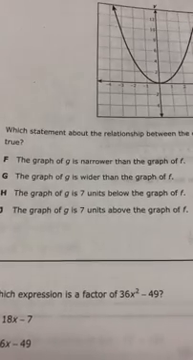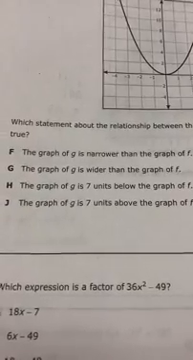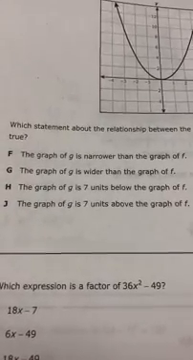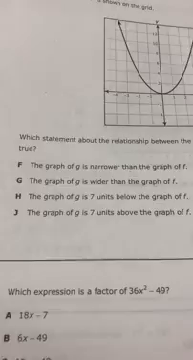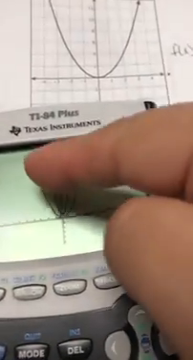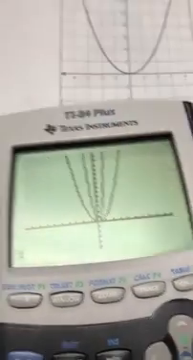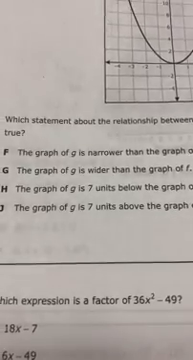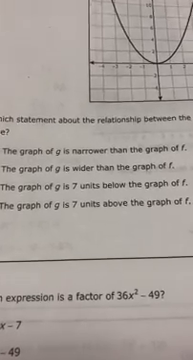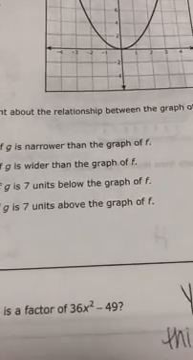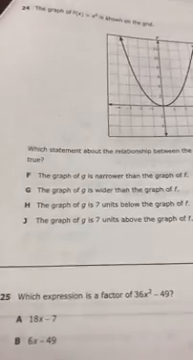So I can see it hasn't moved. The vertex is still at 0, 0, so H and J are incorrect. But for F and G, I can obviously see one's wider, one is more narrow. Going back to this, here's the original, and then g of x right in the middle is obviously more narrow than f of x. So it has to be F: the graph of g is narrower than the graph of f. So that is the correct answer choice for number 24.